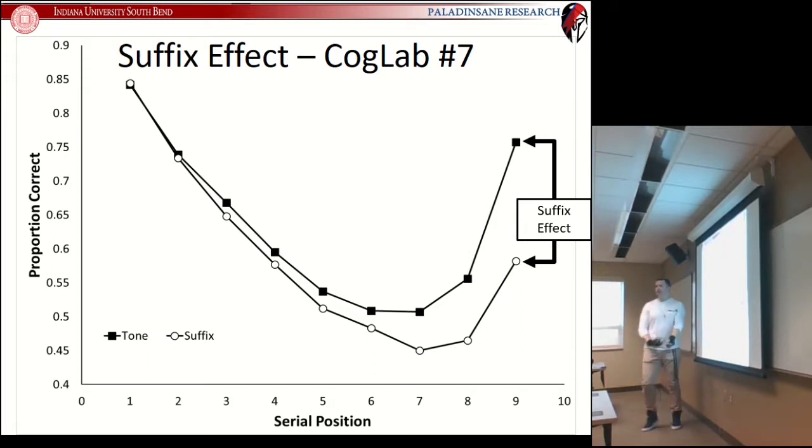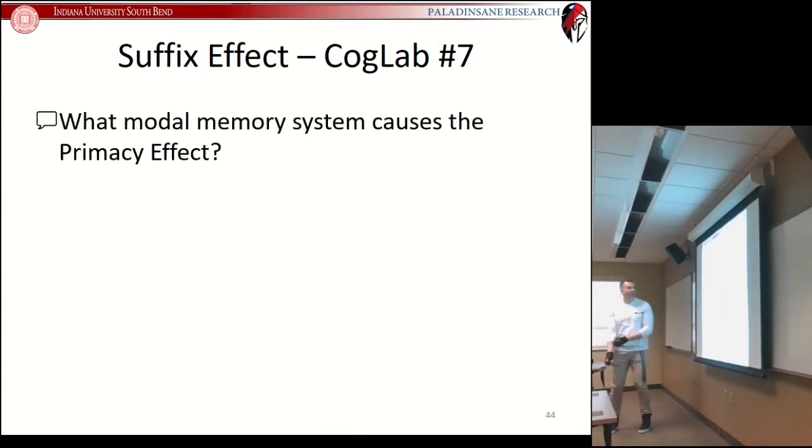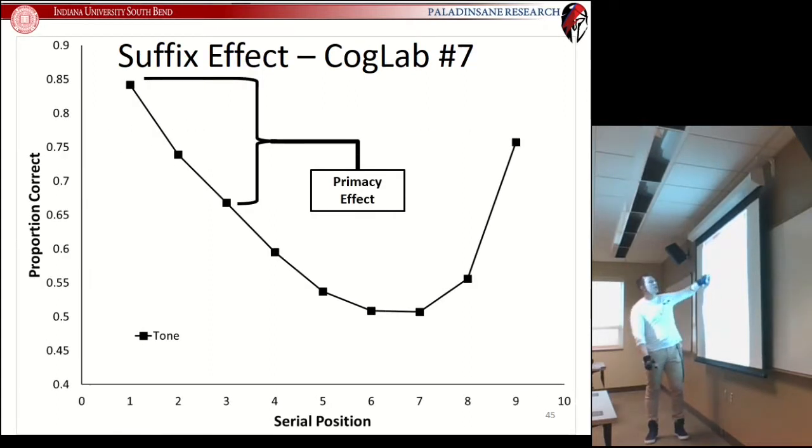Make sense? All righty, so I got some questions. So we just saw the primacy effect and the recency effect. We talked about the modal memories: short-term memory, working memory, long-term memory. So what do we think? What modal memory system causes that primacy effect? What modal memory system is probably at work here to help you to remember those first 3 numbers better than basically any of the other numbers?